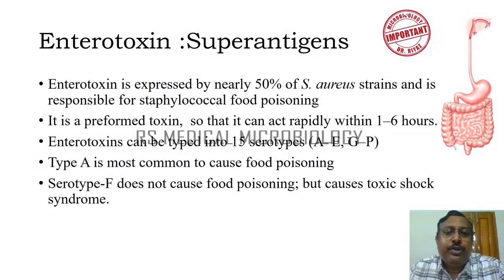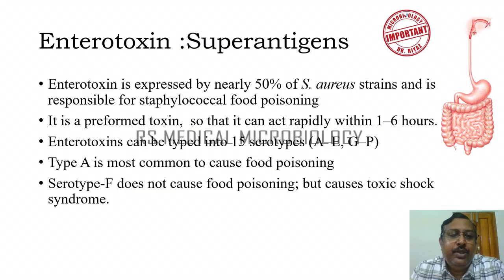Then you have the enterotoxins, which are seen in around 50% of Staph aureus, and they're responsible for staphylococcal food poisoning. There's a preformed toxin which can act within 1 to 6 hours, and this enterotoxin can be of 15 types, and type A is more common to cause food poisoning. The serotype F does not cause food poisoning but is associated with the next important condition, which is the toxic shock syndrome.